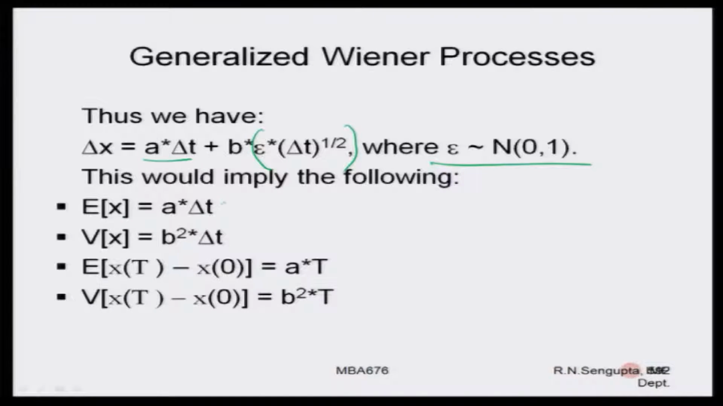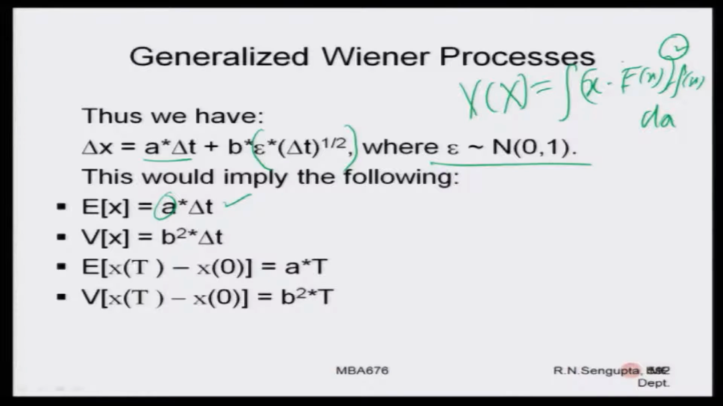would be a into delta t, where this is the drift rate per unit time. Variance would be given by b square into delta t. Obviously, it would be b square, because if you remember the formula which we did initially, it is basically x minus E x, squared, into f of x dx. So this is the square term which is implied by b square.